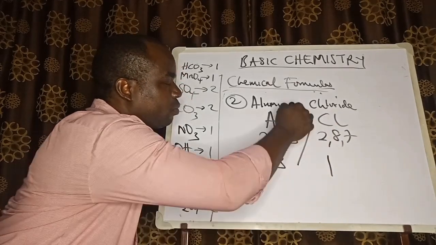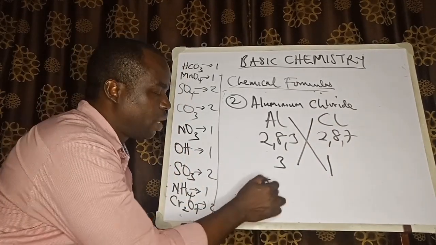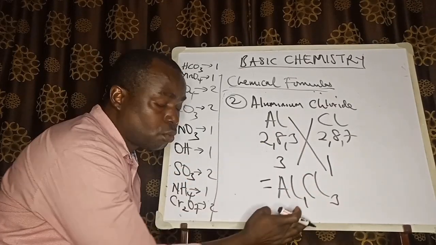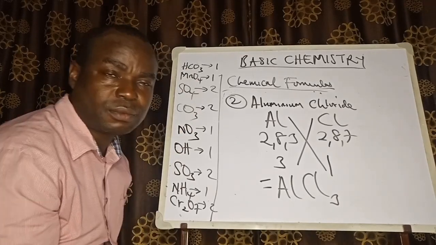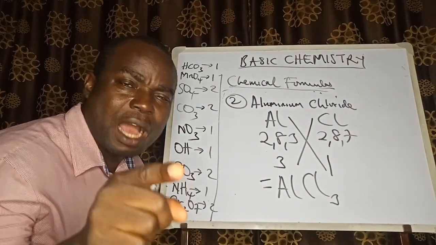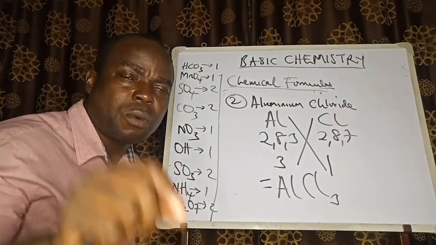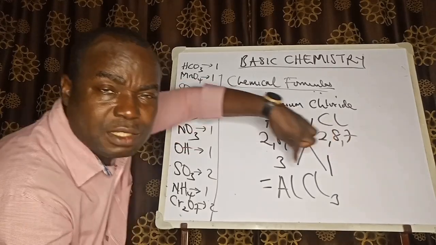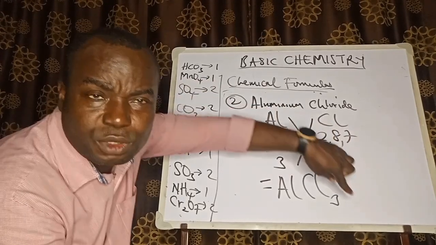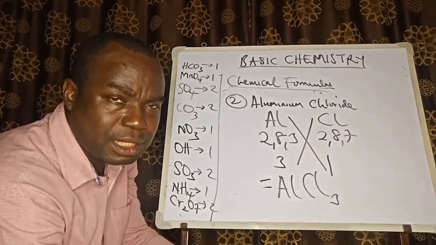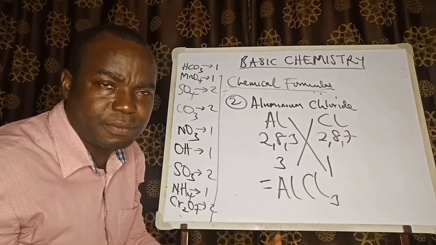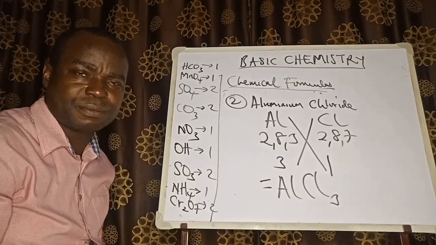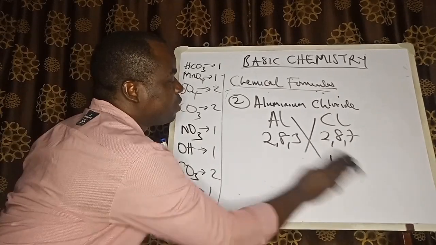So if you switch, Al takes 1, Cl takes 3, but this 1 is supposed to be silent, so clean it. One more thing I want to add, listen carefully: before you switch the valencies, check if there's a number that can divide the valencies and reduce them to the lowest terms. Now, looking at 3 and 1, nothing can divide, so they will remain like that. So the formula is AlCl3. Is it clear?